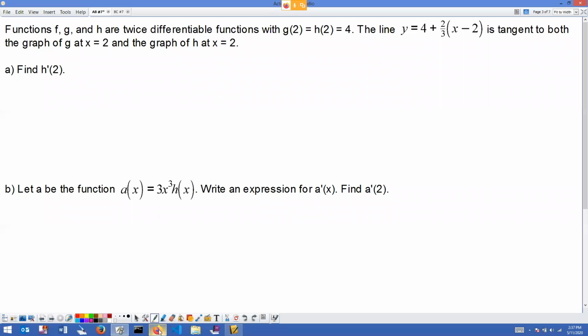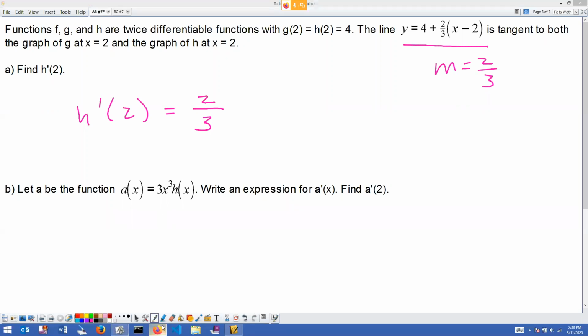All right. We've got f, g, and h, which are all twice differentiable functions. We got g of 2 equals h of 2, which is equal to 4. And we're given a line that we know is tangent to both g and h at x equals 2. We want to find h prime of 2. So if this line is tangent to h at x equals 2, then the slope of this line, which is in between point slope and slope intercept form, the slope is 2/3 there. That means that h prime of 2 should be equal to 2/3.